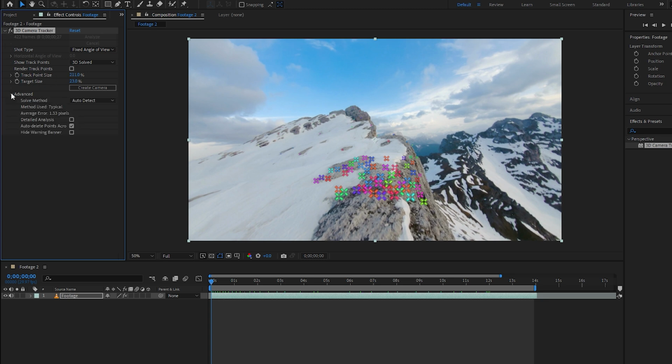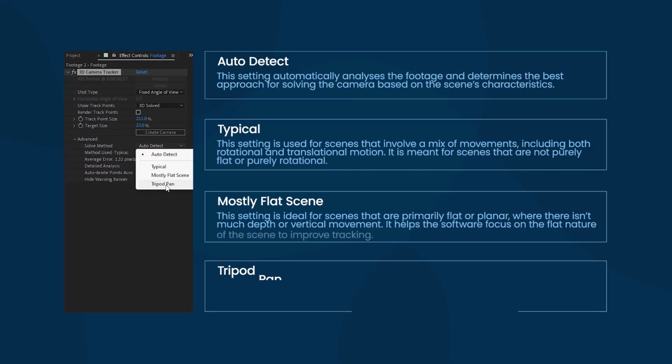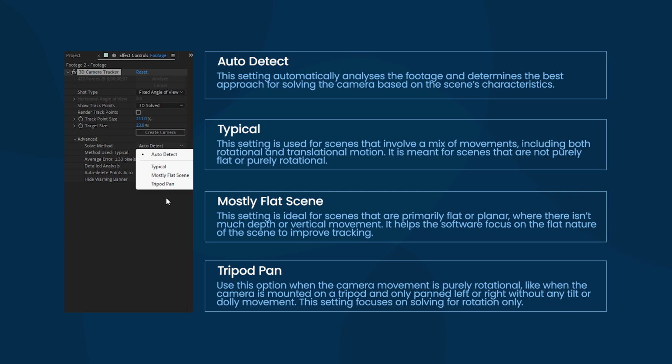The first of these settings is the solve method, which helps After Effects understand the type of scene you're working with. Click on the drop-down menu to find its options: auto-detect, typical, mostly flat scene, and tripod pan. Auto-detect automatically analyzes the footage and determines the best approach for solving the camera based on the scene, which is selected by default, and I prefer to keep this setting.